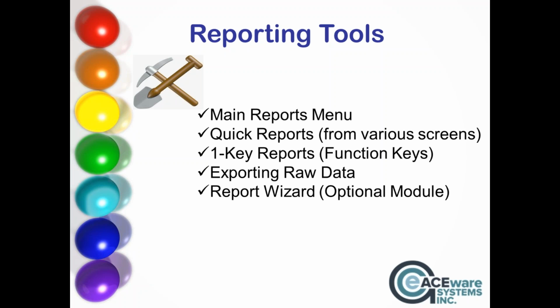Primary areas. Number one, of course, is the main reports menu, which we'll review for you. Second is quick reports from the various data streams. Then, one of my favorites, the one-key reports, the function keys, how to use the quick keys to get you data. Exporting raw data: I know a lot of you are Excel wizards, and being able to export the raw Excel data is an option that allows you to do it yourself. And finally, the report wizard, which is an optional reporting add-on for the Student Manager toolset.